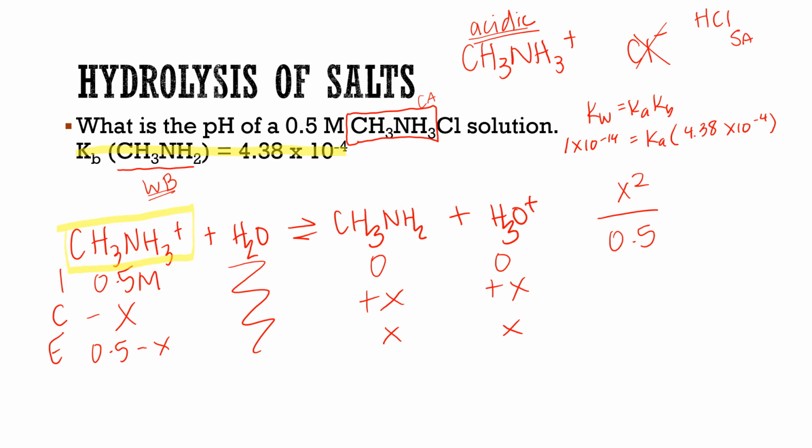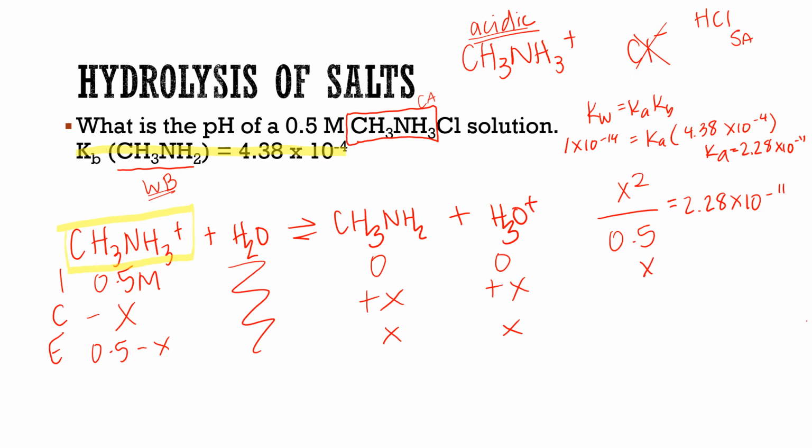And that means that Ka is equal to 2.28 times 10 to the negative 11. Oh, Ka, not Kb, I'm sorry. So I had to calculate Ka first. Now I can set this equal to Ka.